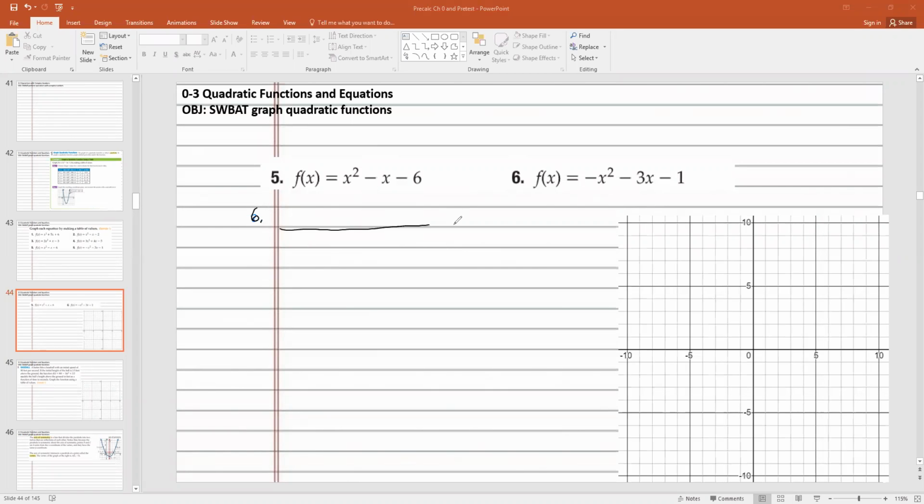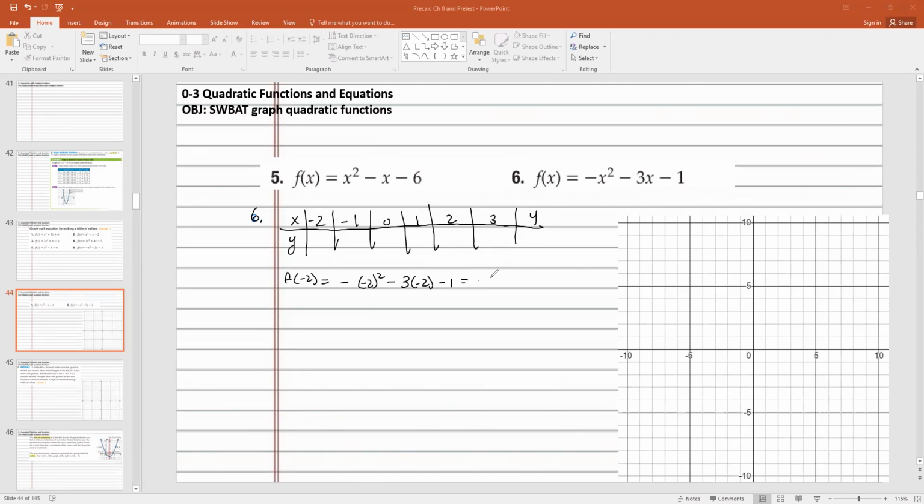All right, so here's our XY table. We need at least 5, so I'm going to do -2, -1, 0, 1, 2, 3, 4, etc. Okay, so let's plug in. Now be careful of that negative for the lead coefficient. Okay, so we have f of -2 is -2 squared minus 3 times -2 minus 1.